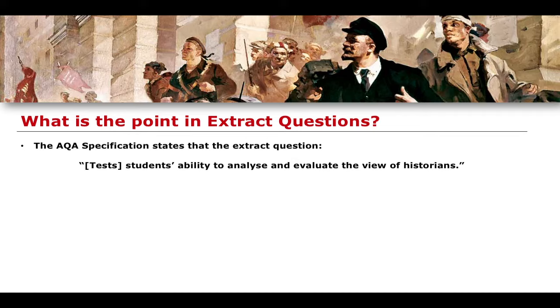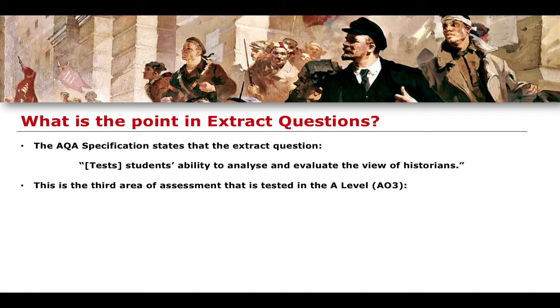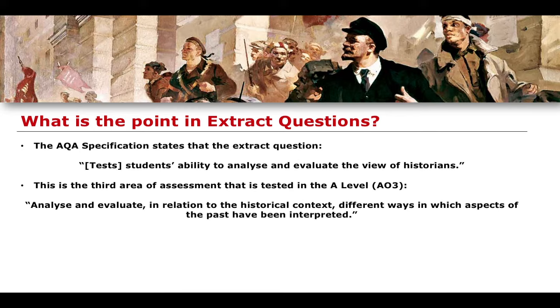Now, this is your AO3 assessment, okay? This is assessment objective number 3, which tells you that a student has to be able to analyze and evaluate, in relation to the historical context, different ways in which aspects of the past have been interpreted. Okay, so you're not talking necessarily about the primary sources and things that have been written at the time. You're in fact taking what people have written about the history.